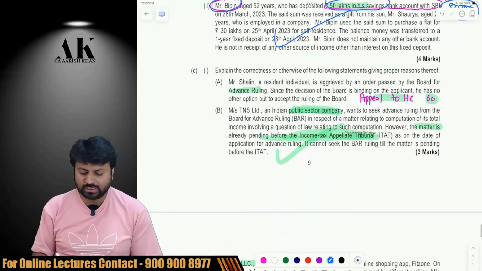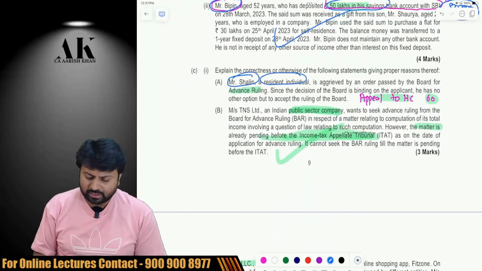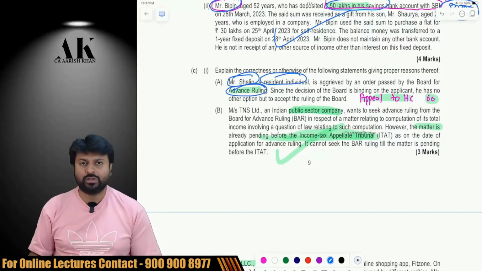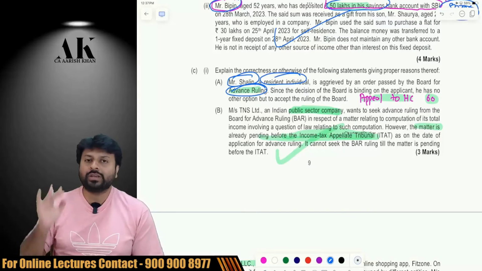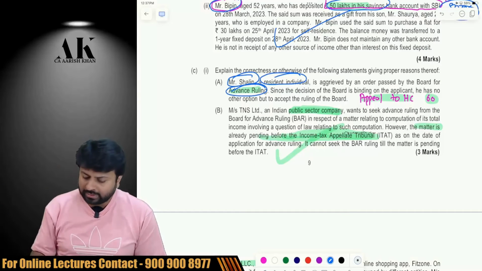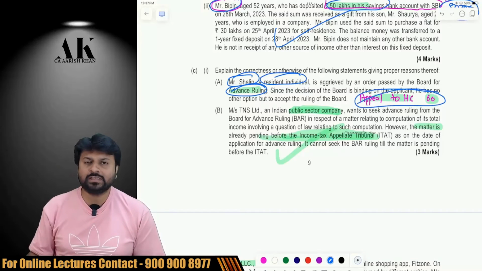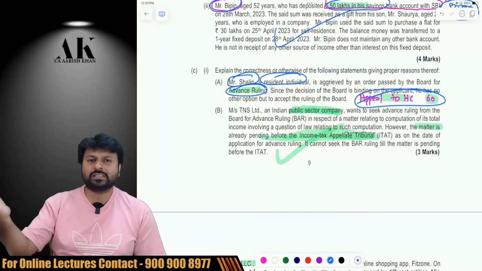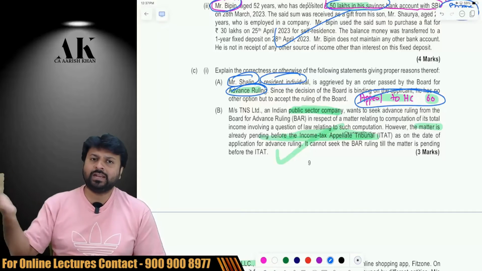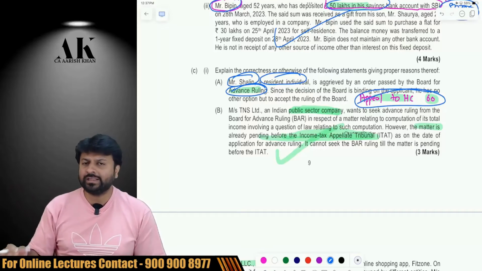Okay. Next question. Mr. Shalin is there, who is a resident of India. He is aggrieved by the order of advance ruling. His question is, can he file an appeal against the advance ruling order? Yes, you can file an appeal against the advance ruling order to High Court within 60 days. So within 60 days, you will get some extension also if there are genuine reasons. But by default, the time limit is within 60 days on the date of receipt of order. You can file an application to what? Higher authority. Okay, that is High Court.